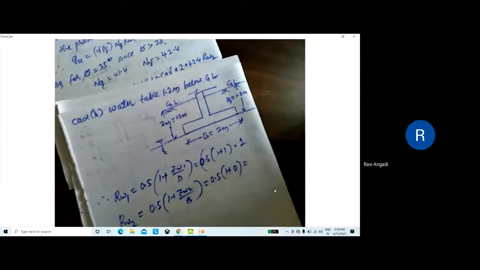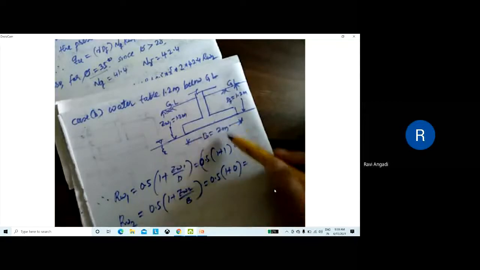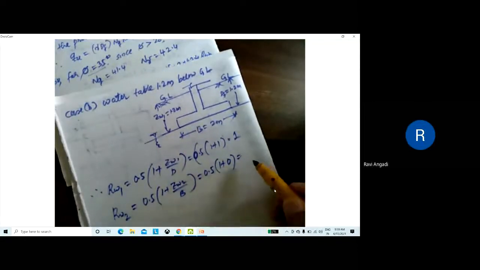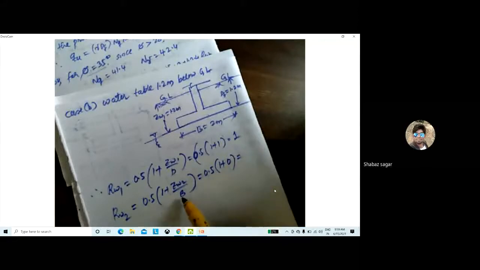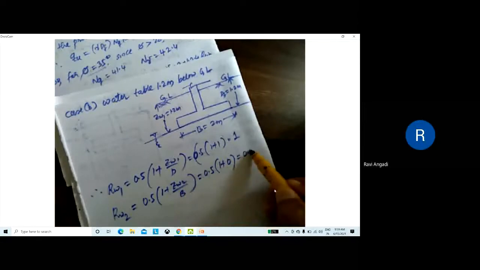What is the value? There is no ZW2 below the footing. Understood? Sir, we have to write B now, sir. B is not same as a 0.5, sir. No. Since ZW2 is 0, this term is 0. Okay, sir. Then this is 0.5.